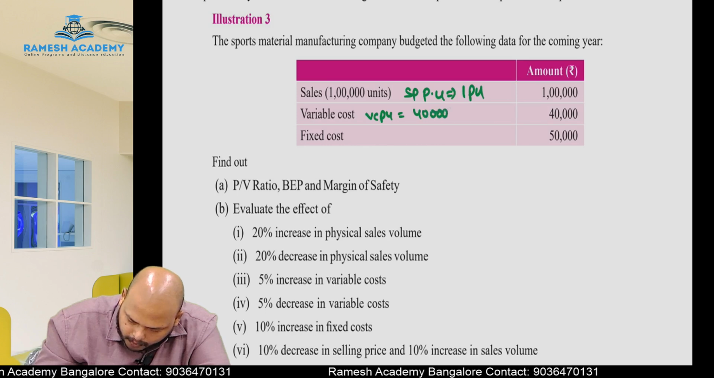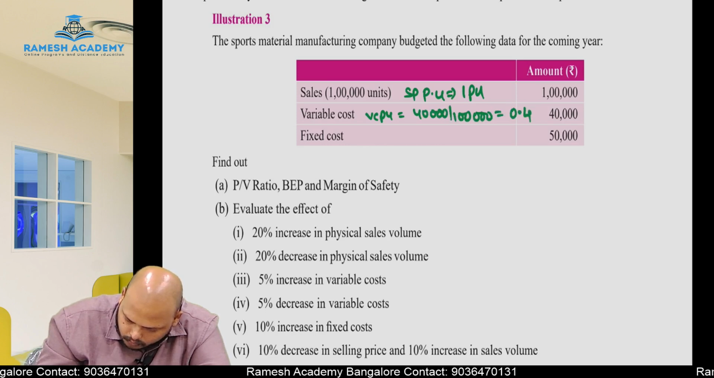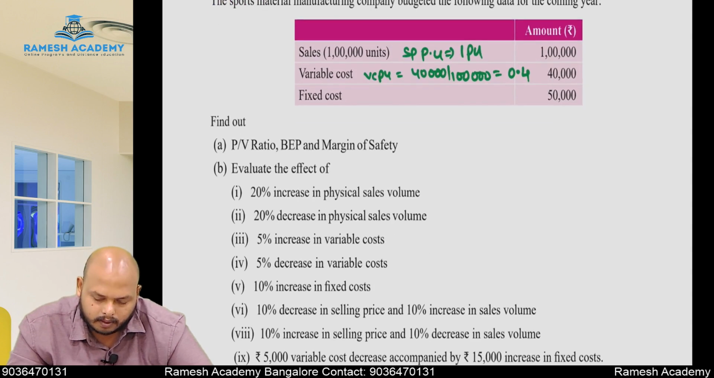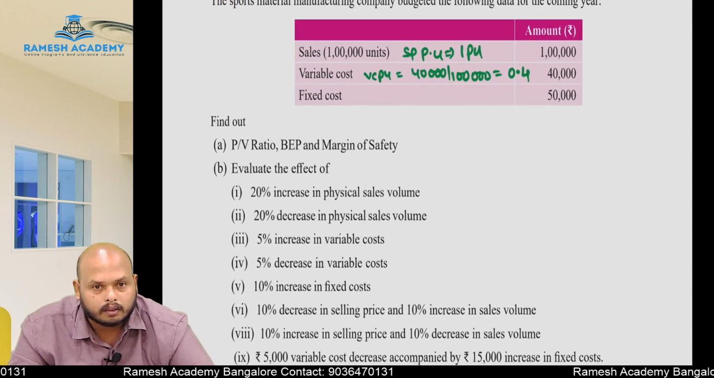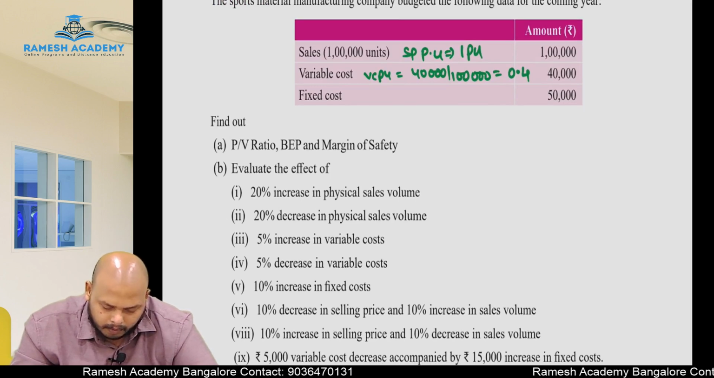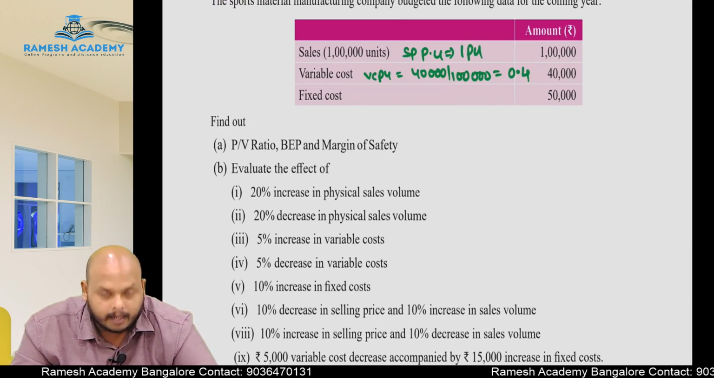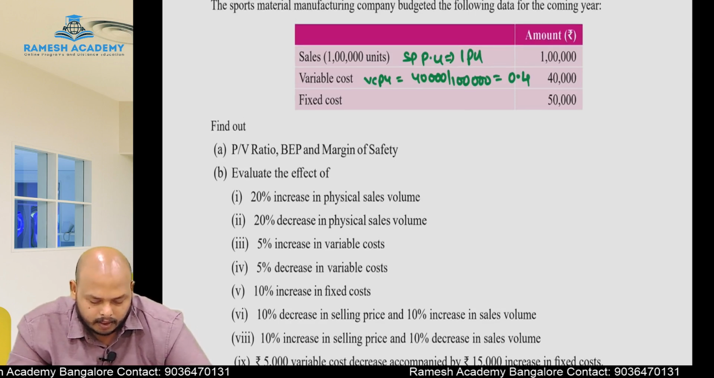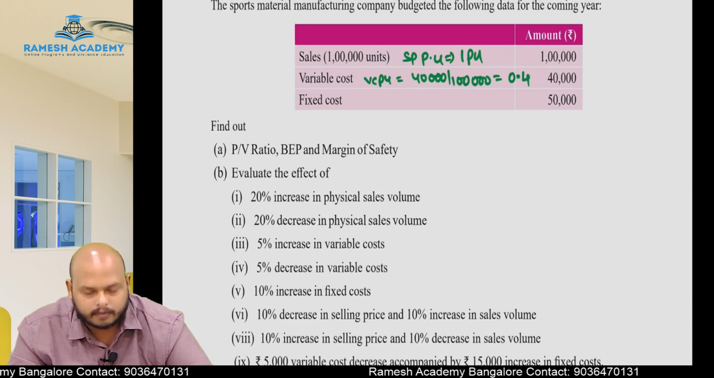40,000 divided by 1 lakh, that is nothing but 0.4. Okay? And they give fixed cost. How much is the fixed cost? 50,000. Find out PV ratio, break even point and margin of safety. What is the question he is asking? PV ratio, break even point and margin of safety.